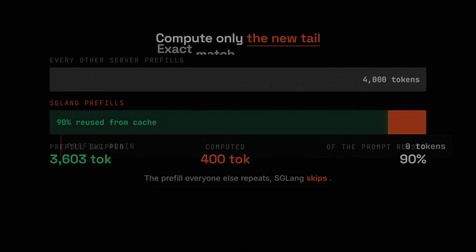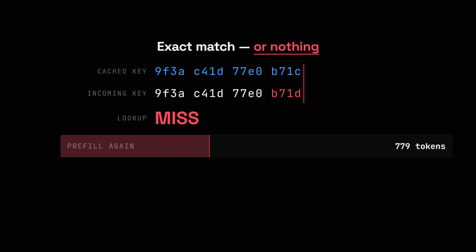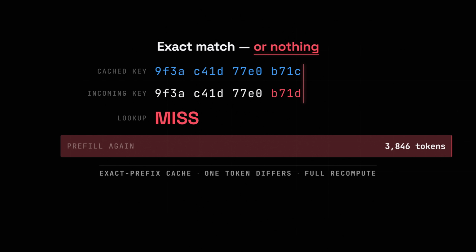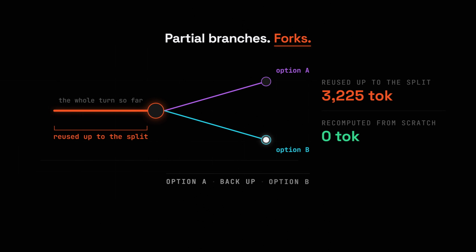The prefill everyone else repeats, SGLang skips. vLLM has prefix caching too, but the older style keys on an exact match of the whole prefix. A Radix tree matches partial branches and handles forks. So when an agent explores option A, backs up, and tries option B, SGLang reuses everything up to the split instead of recomputing the entire turn from scratch. It's built for how agents actually think.